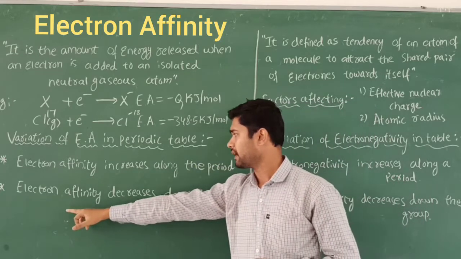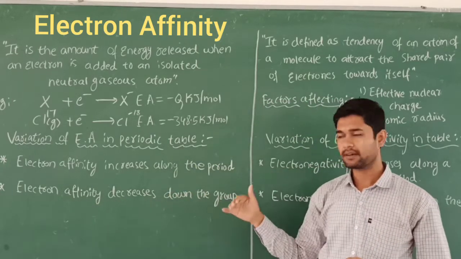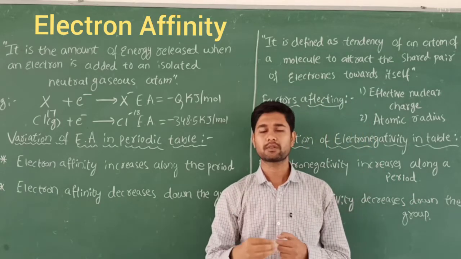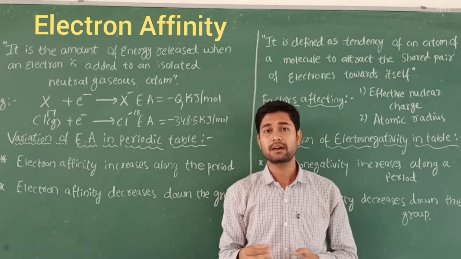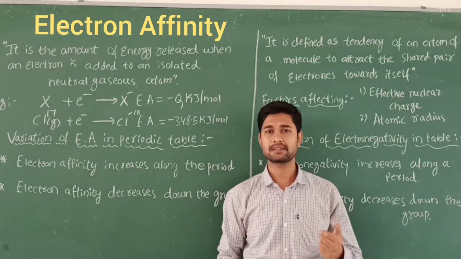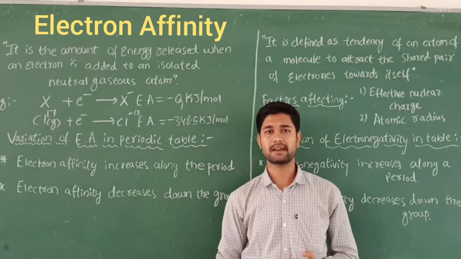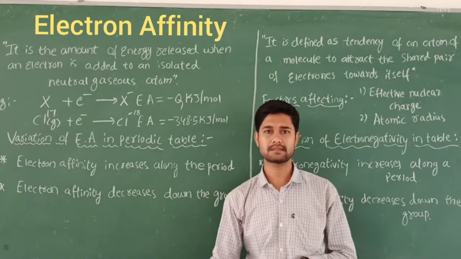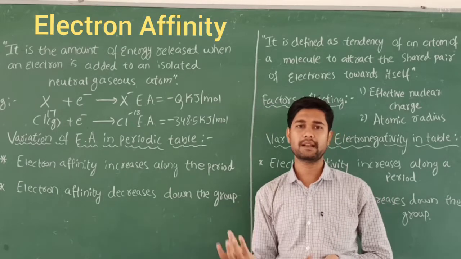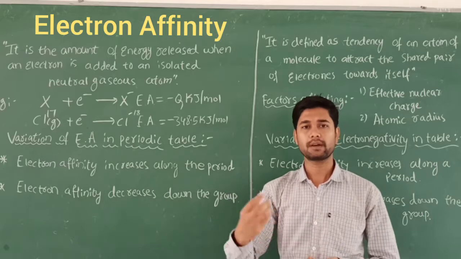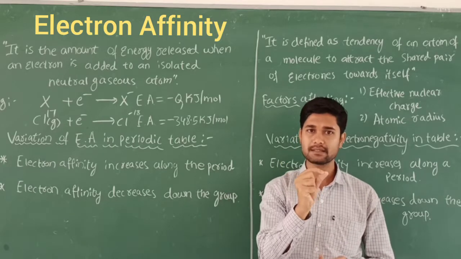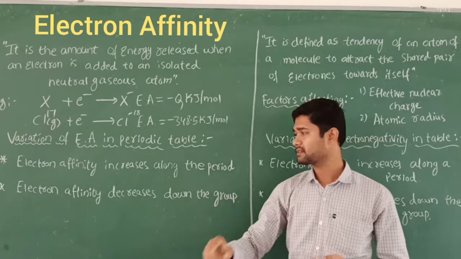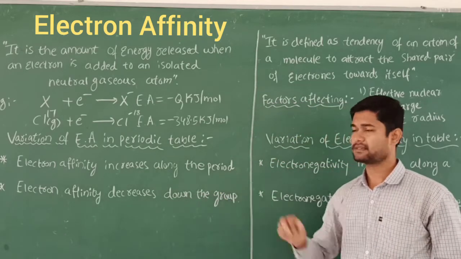What about this one? Electron affinity decreases down the group. Why? Because when we add an extra electron to a new principal shell, as we have seen 1s, 2s, 3s, 4s, the number of shells increases. So when you add an electron to a different shell, the effective nuclear charge decreases, but the atomic radius and atomic size increase. That's why electron affinity decreases down the group.